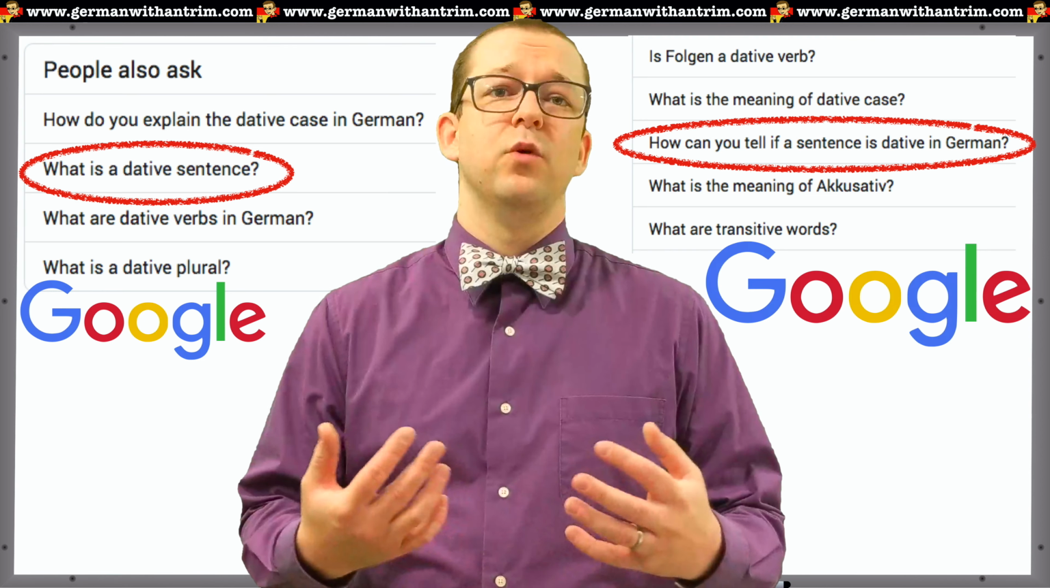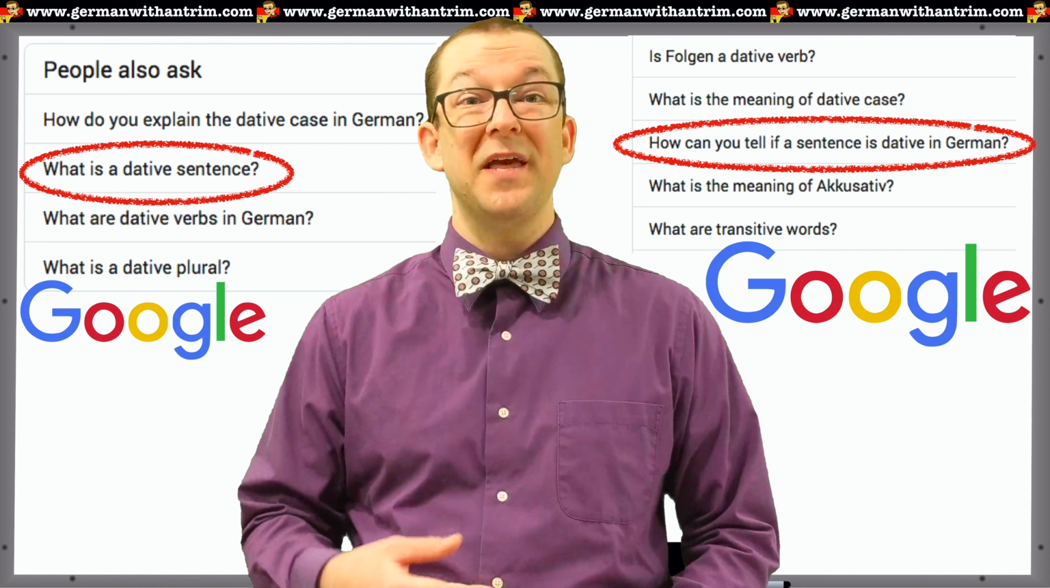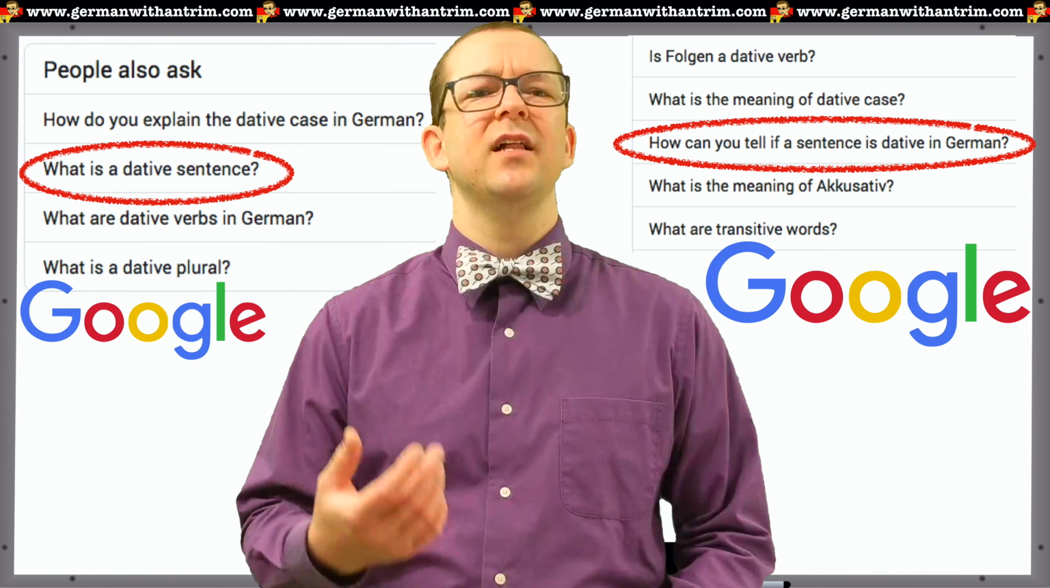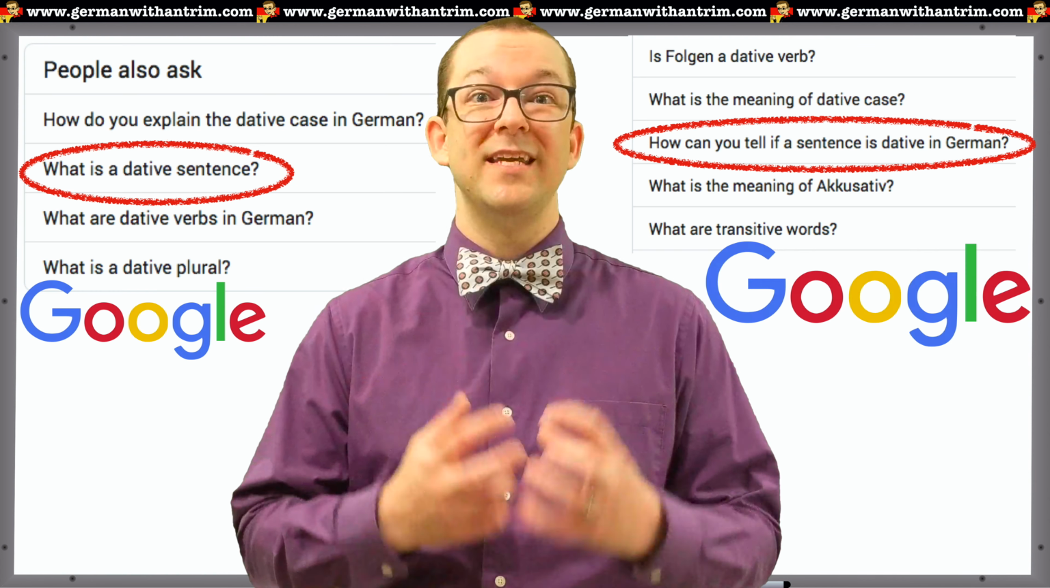So I was doing my usual research before starting my next video script, and I came across a question on Google that I think needs to be addressed. What is a dative sentence? Or how can you tell if a sentence is dative in German? This question has baffled me for years.